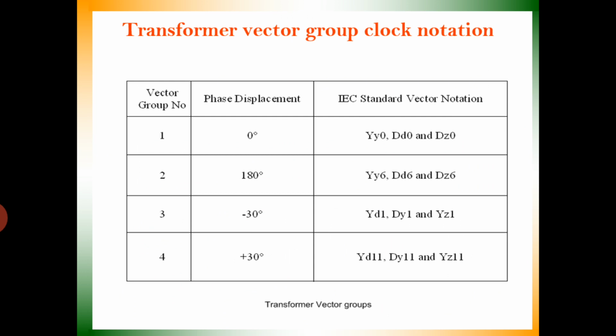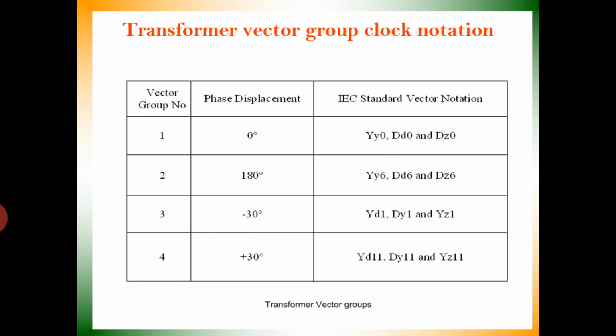Similarly, in the fourth vector group, that is plus 30 degree phase displacement between low voltage and high voltage, obviously on the clock it shows 11 o'clock, and which standard notations are used in this category? YD11, DY11 and YZ11. So what is the meaning of YD11? Y capital, D small and 11 is the numerical value.